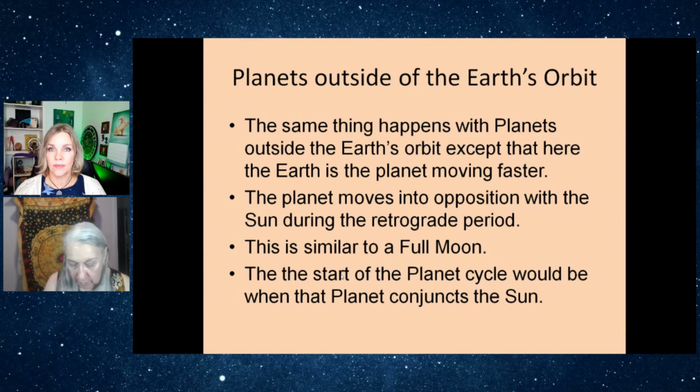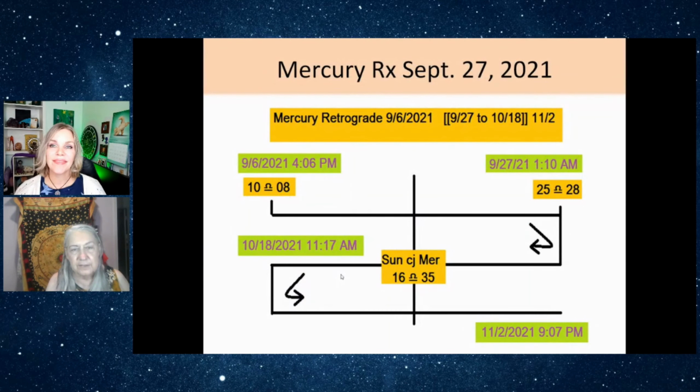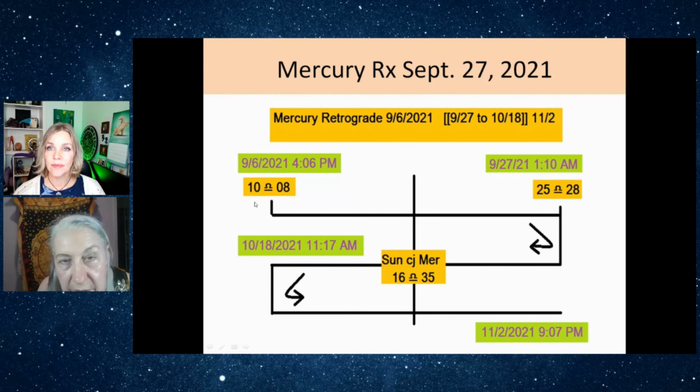We will definitely talk about this some more in other videos. Now, here's the Mercury retrograde cycle we're dealing with right now. Mercury started its pre-shadow, this time period I talked about before it goes retrograde, on September the 6th. It's going to be retrograde from September the 27th to October the 18th, and it will move out of the retrograde degrees on November the 2nd.